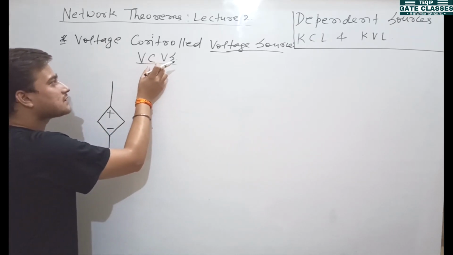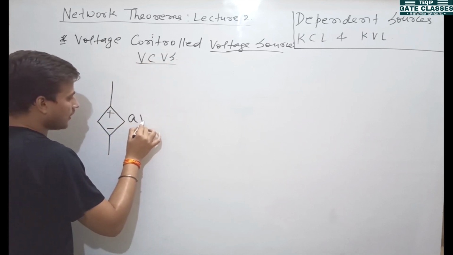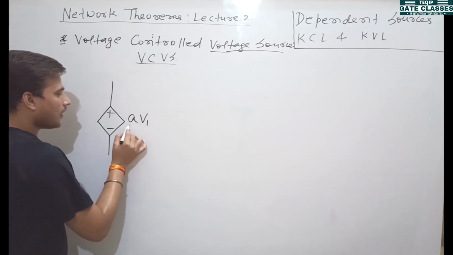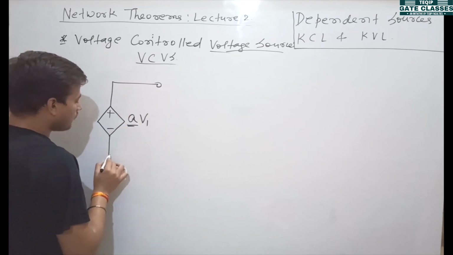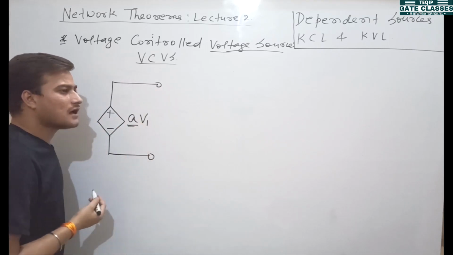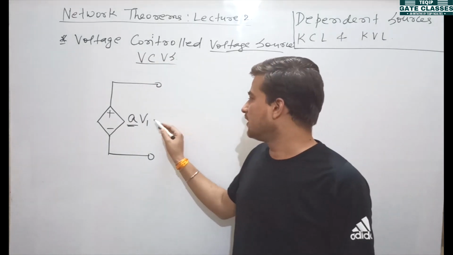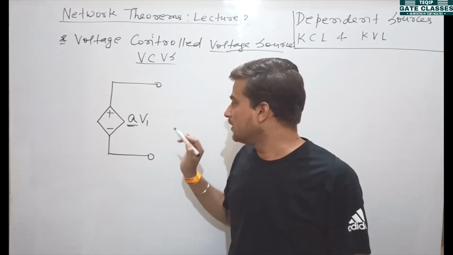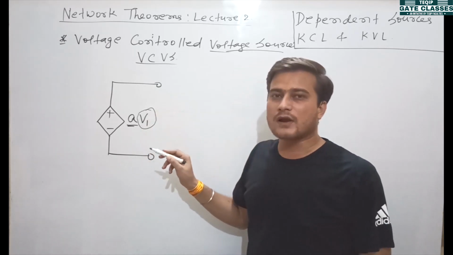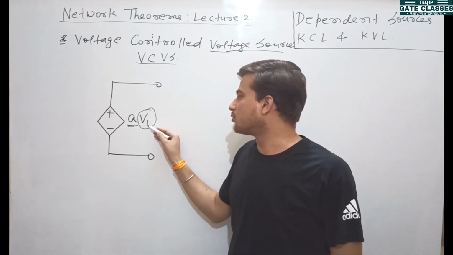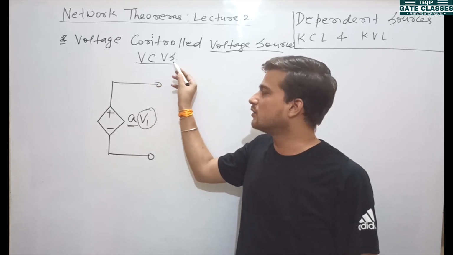Now it is a voltage controlled voltage source. It means its value will be written like this: A into V1, where A is the constant and V1 is the branch voltage. That means its value is not constant. Its value is dependent upon the voltage of another branch. That's why its name is voltage controlled voltage source.